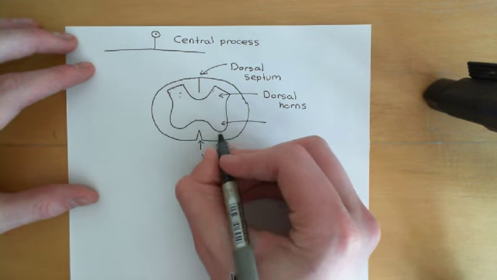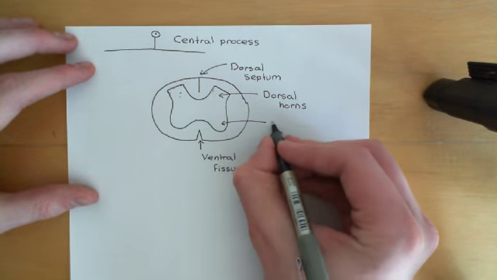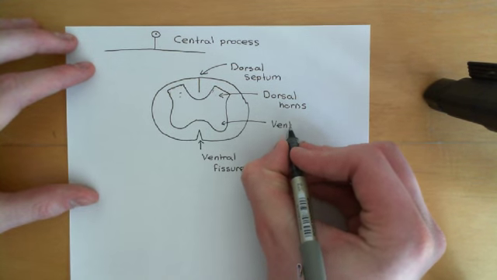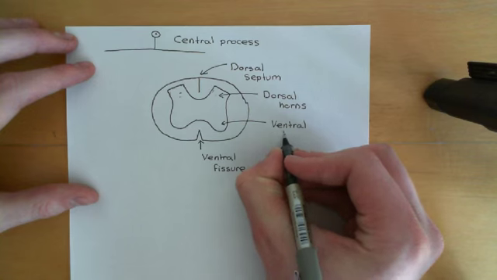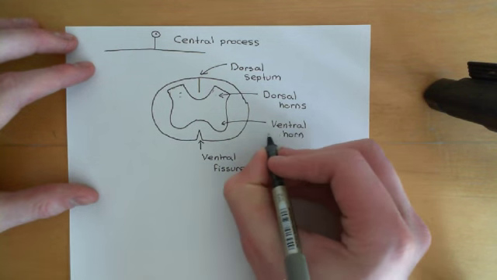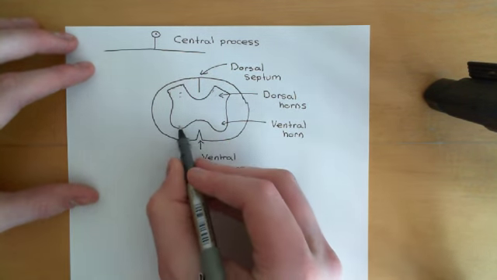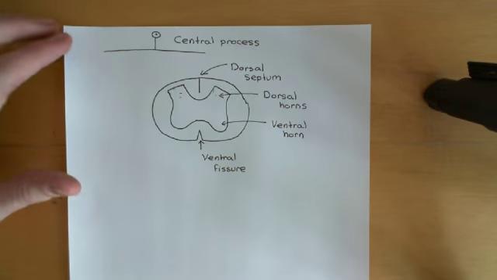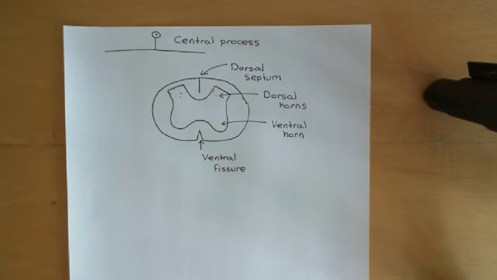And then we also have these horns towards the front, and these are known as the ventral grey matter horns, or just the ventral horns of the spinal cord. And again, we have a left ventral horn and a right ventral horn. So that's the division of the grey matter up.